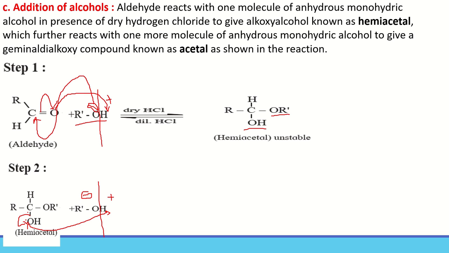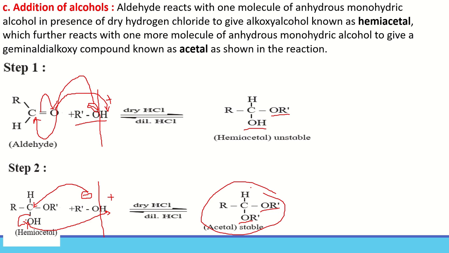The reaction is again carried out in the presence of dry HCl and dilute HCl. Once the water molecule leaves, you can say a dehydration reaction takes place. But the negative part approaches toward the positive part of the carbon atom, and you will get the acetal. Due to the two alkoxy groups, it is called an acetal, which is more stable than the hemiacetal. There is no intermolecular hydrogen bonding between them. Hence, it is quite stable.